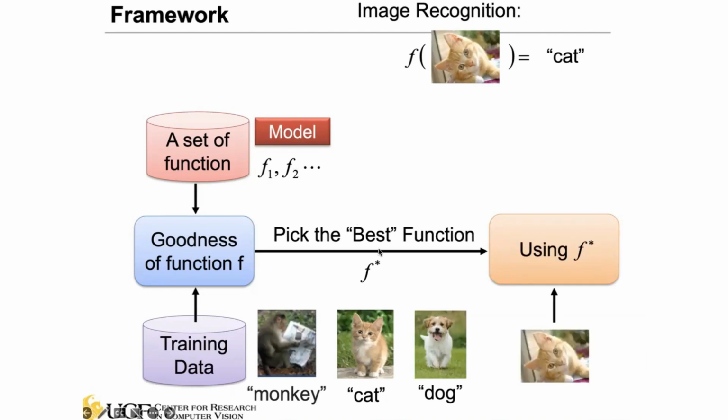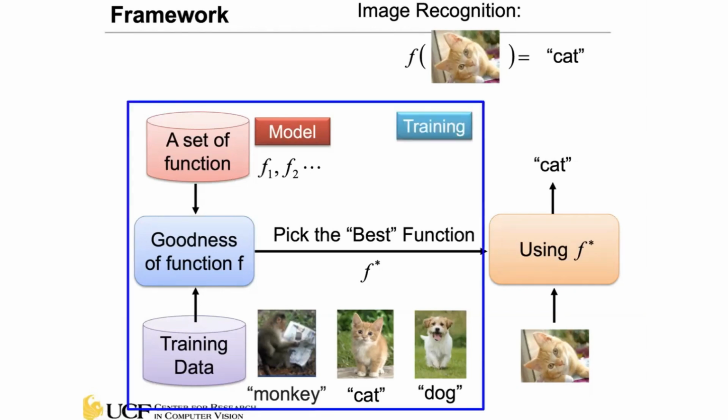Then we can use the best function to do the testing, or the inference stage. This means I can give you a random image which does not belong to the training data, and the model will also give me a very accurate prediction. So this is another cat, not necessarily the same cat image as in the training data, but with the same semantic label. This model is able to predict this image correctly as the cat class.